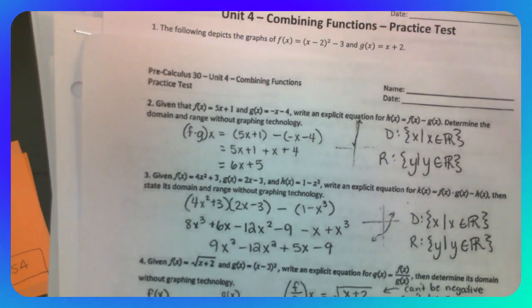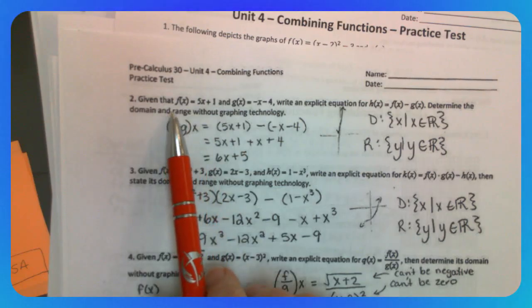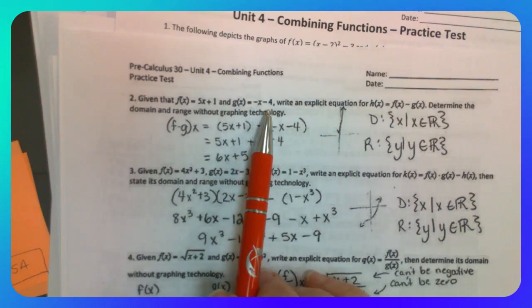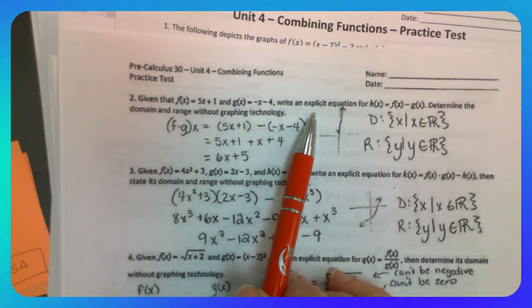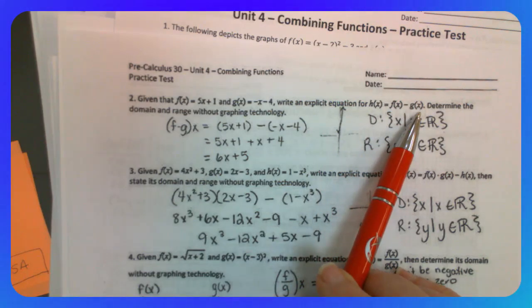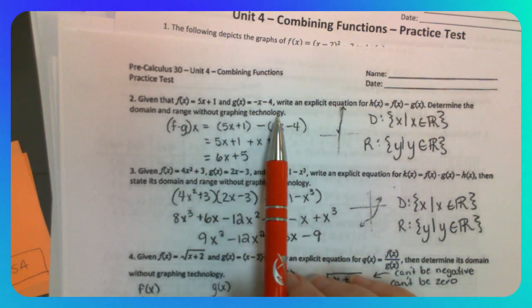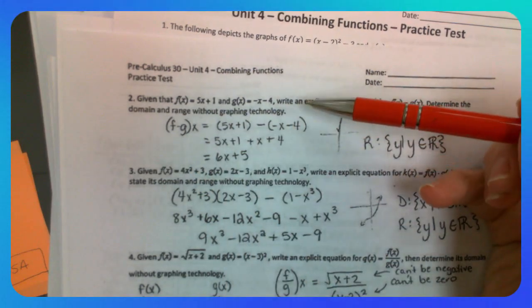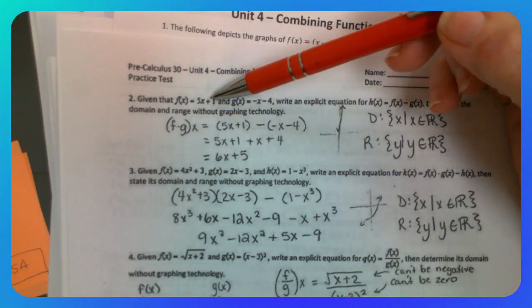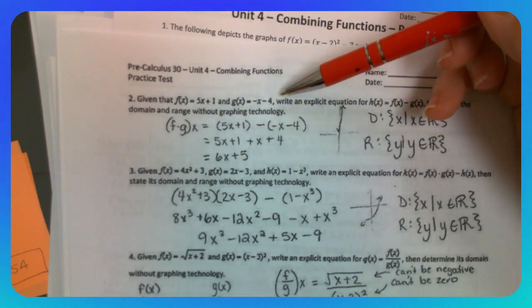All right, question number 2. Given that f of x equals 5x plus 1 and g of x equals -x minus 4, write an explicit equation for h of x equals f of x minus g of x. Determine the domain and range without graphing technology. All right, so it's the same thing that we did before. We have these two functions, but we're not going to use graphing technology. We're just going to do it on our paper.